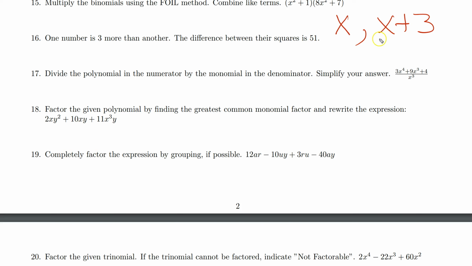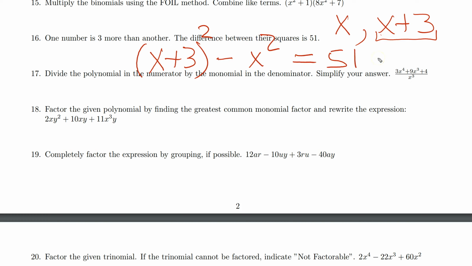So we have this squared, because this is the larger number, so we have x plus 3, the quantity squared. That's one number. That's the square of this larger number. And the difference between them, so this would be x squared equals 51. Not 53, 51. There you go.